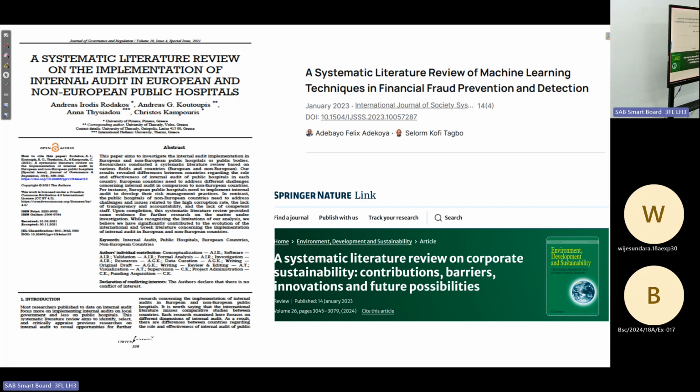Now second thing, you can refer to the literature papers, especially the systematic literature review. Right.